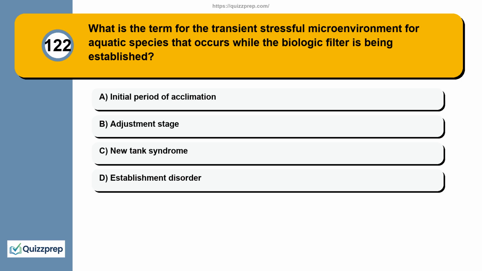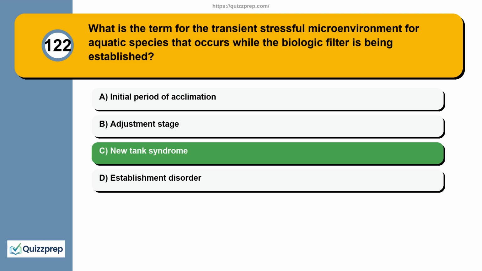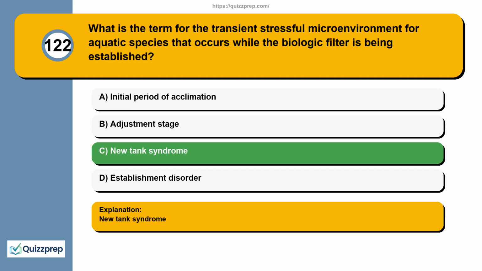Question 122. What is the term for the transient stressful microenvironment for aquatic species that occurs while the biologic filter is being established? Option A, initial period of acclimation. Option B, adjustment stage. Option C, new tank syndrome. Option D, establishment disorder. The correct answer is option C, new tank syndrome.